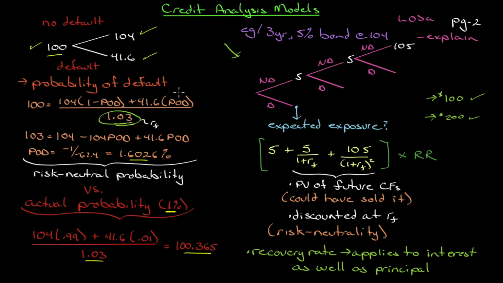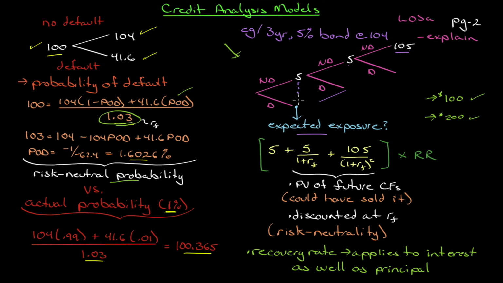And in using a risk-free rate and solving for the probability of default, the probability we arrive at is called a risk-neutral probability. Let's look at our expected exposure here with that in mind. Let's take a 3-year 5% bond that we paid 104 for. So no default, we'll get a $5 coupon here. No default, we'll get a $5 coupon here. No default, we'll get our full 105. So on no default, we get 5, 105. On default, well, we get something, but it's not important that we know what it is.